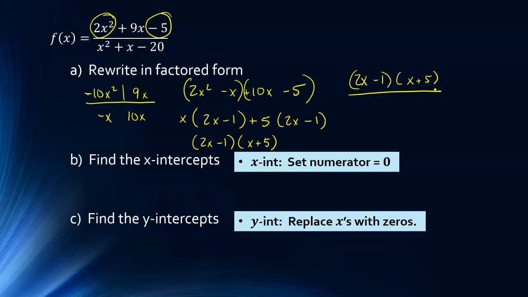And the denominator, well, we just have an a value of 1. That makes it real easy. So we're trying to find two numbers that multiply together to be negative 20, that add together to be 1. And that would be x minus 4 and x plus 5.